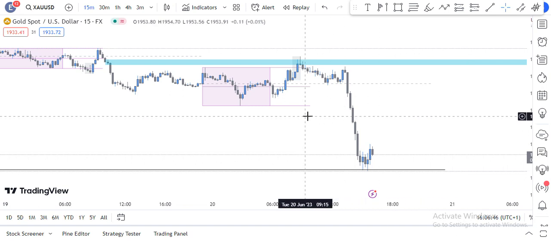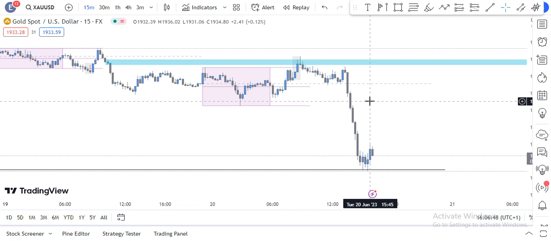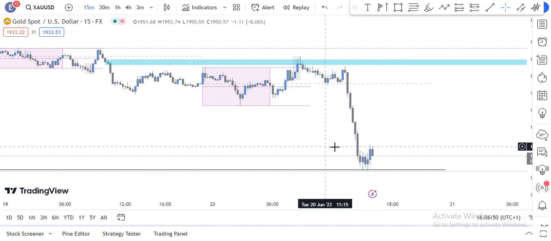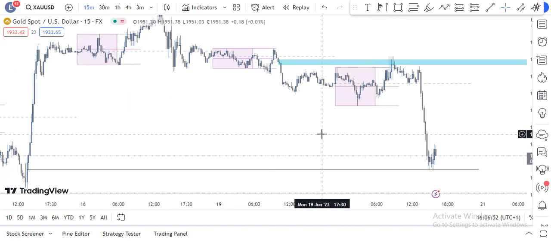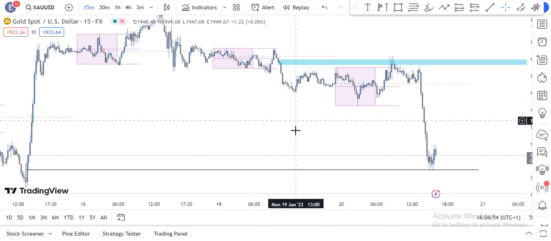I think the risk to reward ratio was somewhere 1 to 22, 23. I'm not so sure. I just have to throw the 2 on and then check for you. But then let's go through the trade.